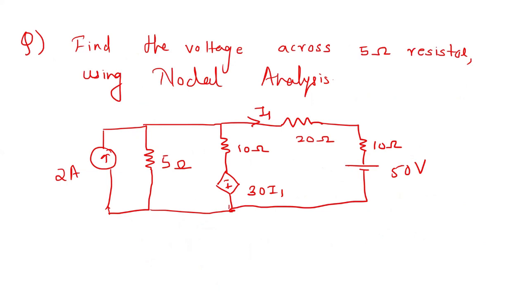The question says, find the voltage across the 5 ohm resistor using nodal analysis. There are various ways to find the voltage across the 5 ohm resistor. You can do mesh analysis, KCL, KVL, the superposition theorem, and many other techniques such as source transformation. But here we will solve it via nodal analysis. So how do we do it? Let's try to do the solution part of it.